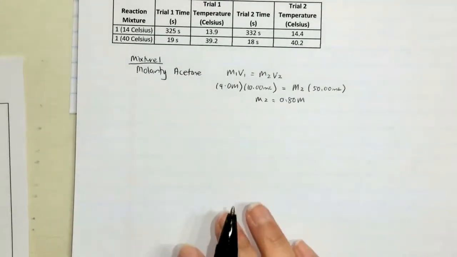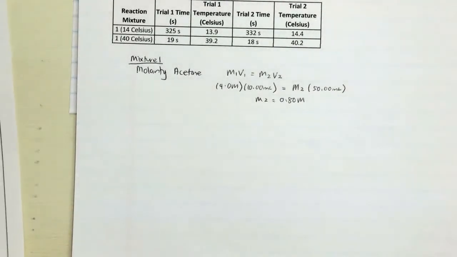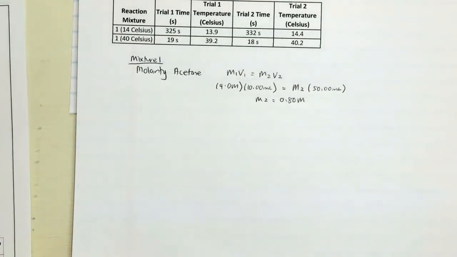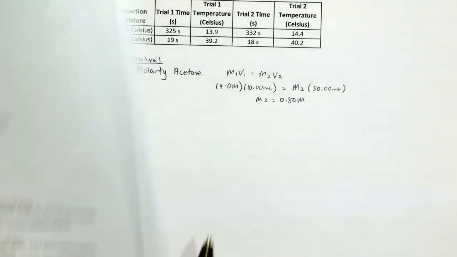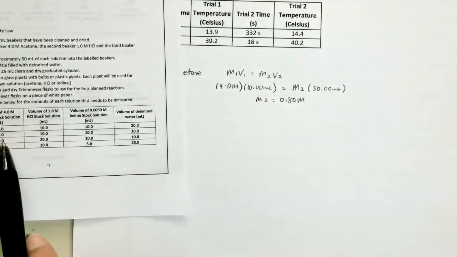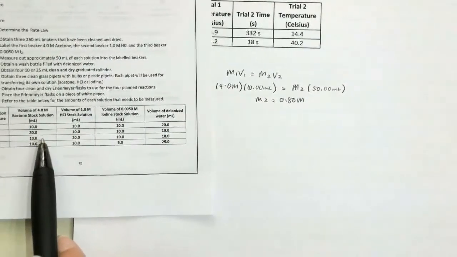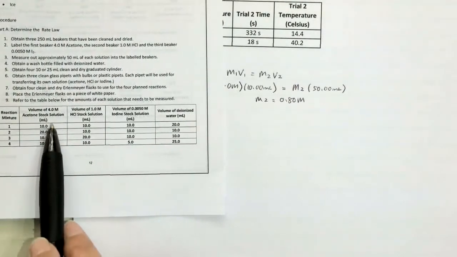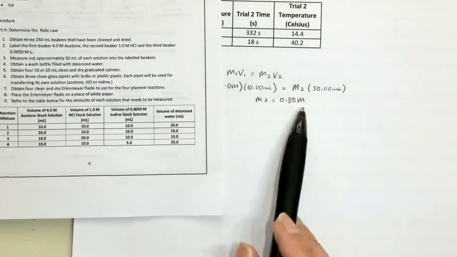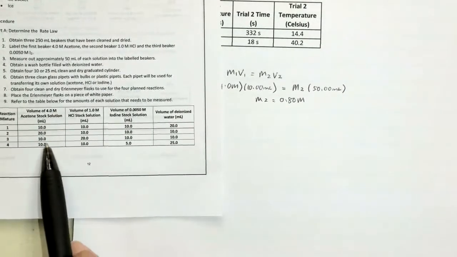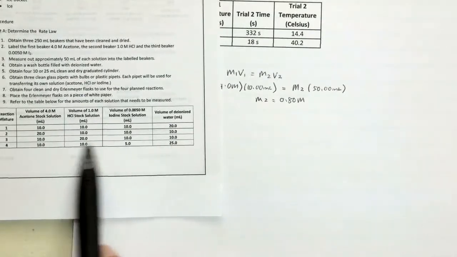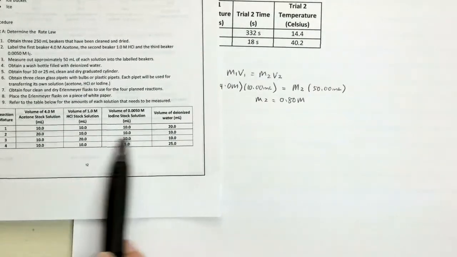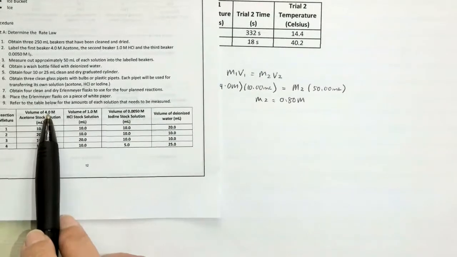Okay, so that's my molarity of mixture 1 for acetone. Now, the next thing you could do is, if you notice, everybody's going to be in 50, because all the totals are 50. So, I mean, we could write it all out. But if you take a look, see how trial 3, mixture 3 and 4, they have the same exact volumes and molarity as trial 1, reaction mixture 1, because it's 10 diluted to 50 total, and the initial molarity is 4.